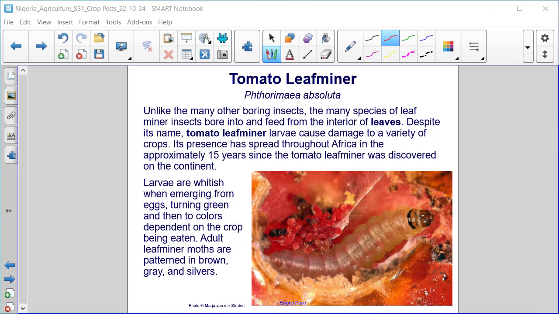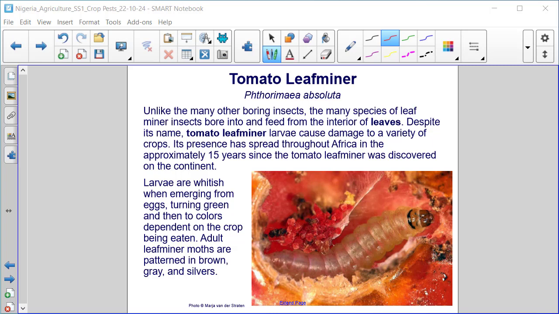Tomato leaf miner, Tuta absoluta. Unlike the many other boring insects, the many species of leaf miner insects bore into and feed from the interior of leaves. Despite its name, tomato leaf miner larvae cause damage to a variety of crops.